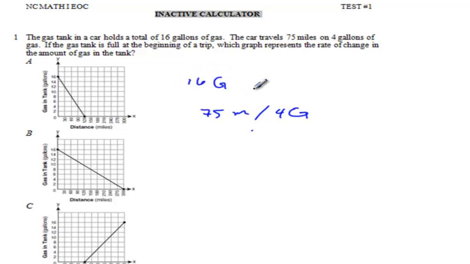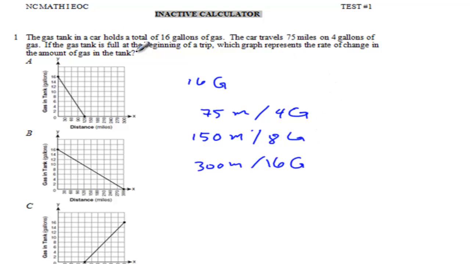If the car holds 16 gallons, and if you drive 75 miles on 4 gallons, you use 4 gallons for 75 miles. This shows us that if you drive 150 miles, you will be using 8 gallons. And if you multiply this by 2 to get the 16 gallons, in order for you to use 16 gallons, you must drive double the 150, which is 300 miles.